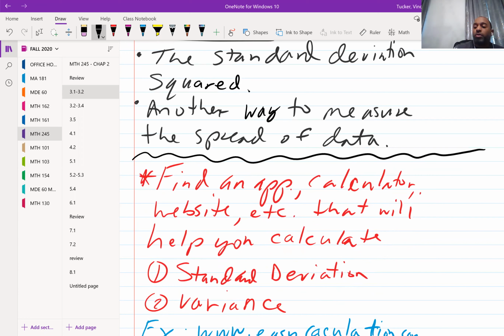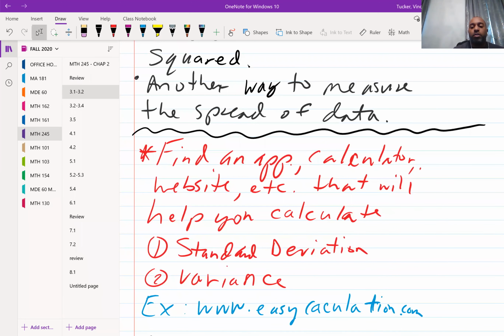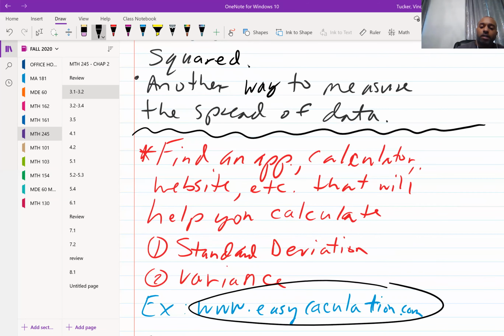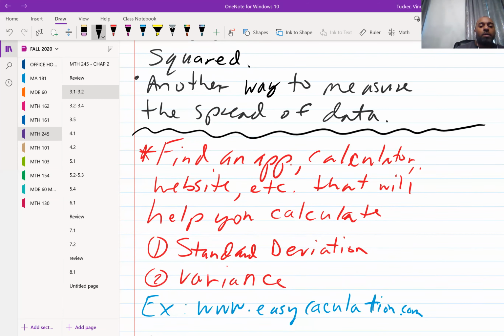Okay, I'm not holding you to knowing the formula, but you do need to have something reliable in order to be able to do so. So an example of that is easycalculation.com. I'll give you guys a chance to copy this, and I'll just show you that. You don't have to use easycalculation.com. If you have a calculator, that's fine. If you have an app, that's fine. You just want to make sure it's reliable.